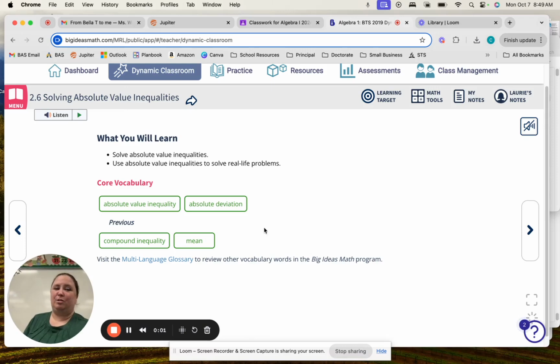All right, today is lesson 2.6, solving absolute value inequalities. So you need to write these vocab in your journals. If you already wrote compound inequality and mean in your journal, you do not have to rewrite it. But if you did not, please do write that in your journals. I will give you just a moment to do that.